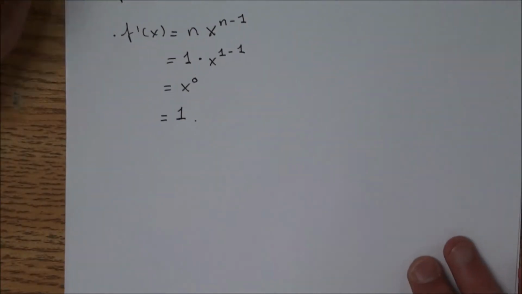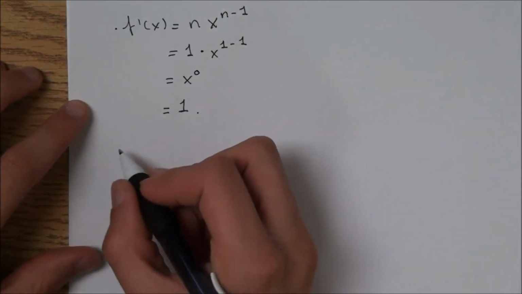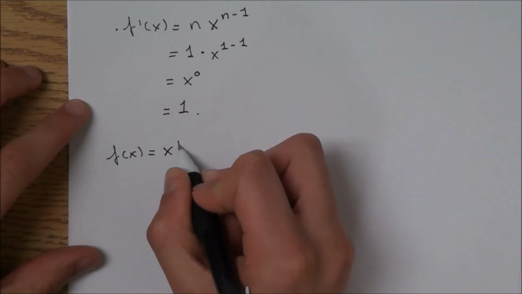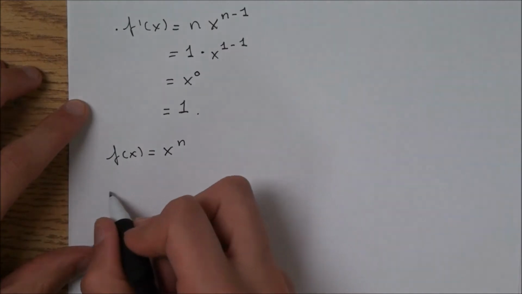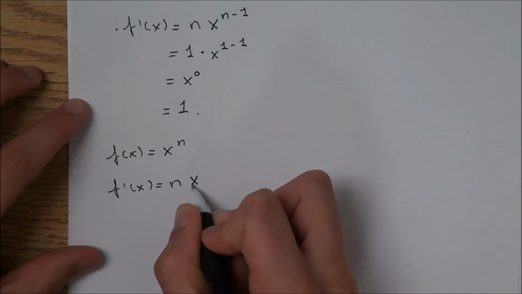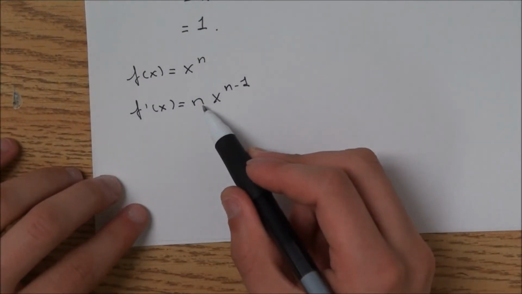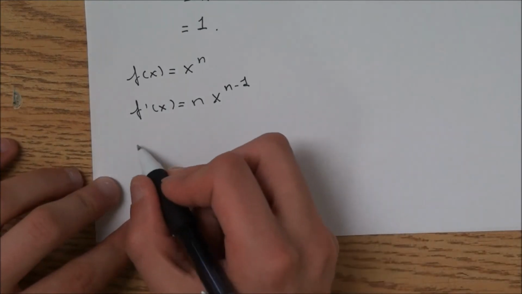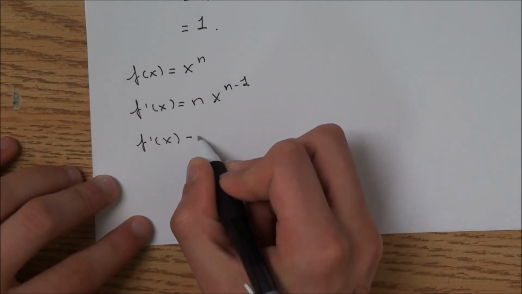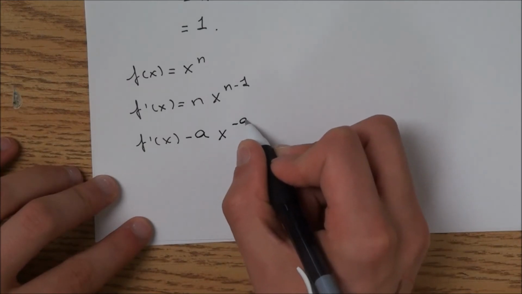This can apply to multiple cases, as I've said before. For example, when n is smaller than 0, we still have f of x equals x to the n, and we still apply the power rule. So f prime x equals n x to the n minus 1, but then n will be a negative number, say negative a for example, so it becomes negative a times x to the negative a minus 1.